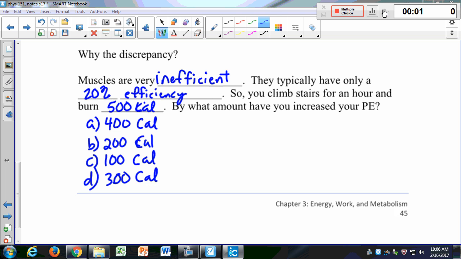I'm 20% efficient. I burn a total of 500 calories. How much of that energy becomes usable energy? That is, how much of it has actually been used to increase my potential energy? By how much have I actually climbed stairs that would increase my potential energy by that amount? How much of it is actually usable? 400 calories of energy? 200, 100, or 300 calories of energy?